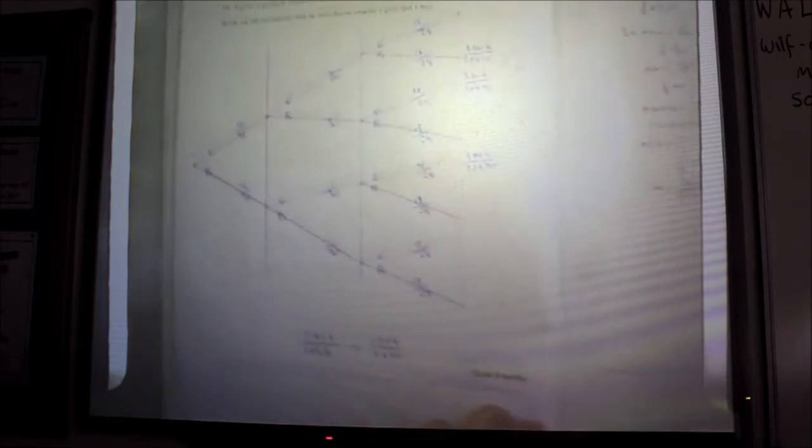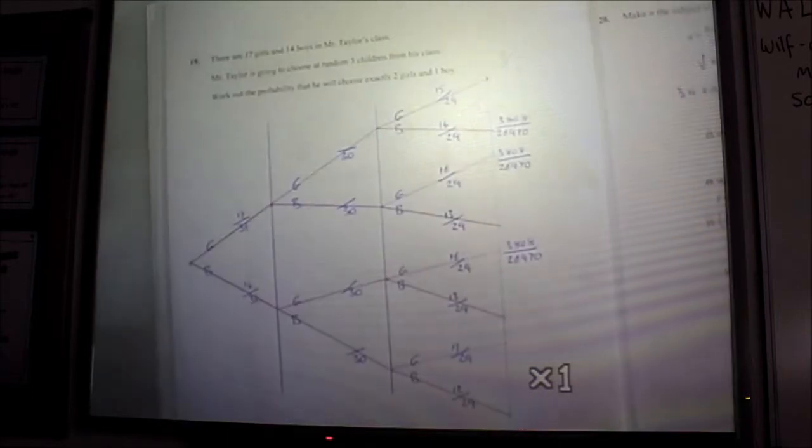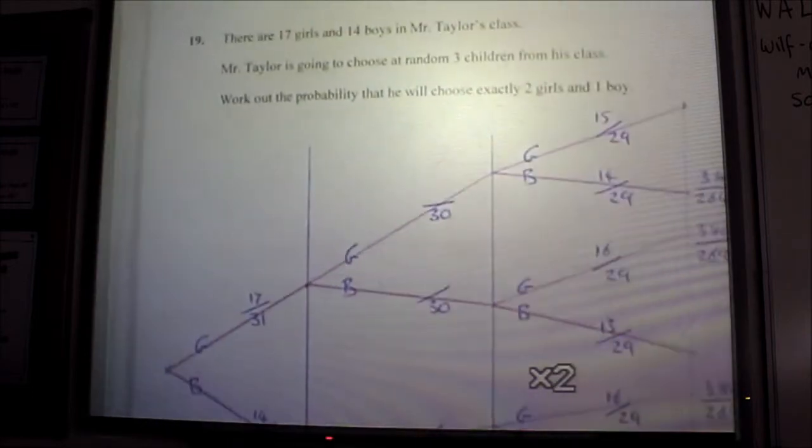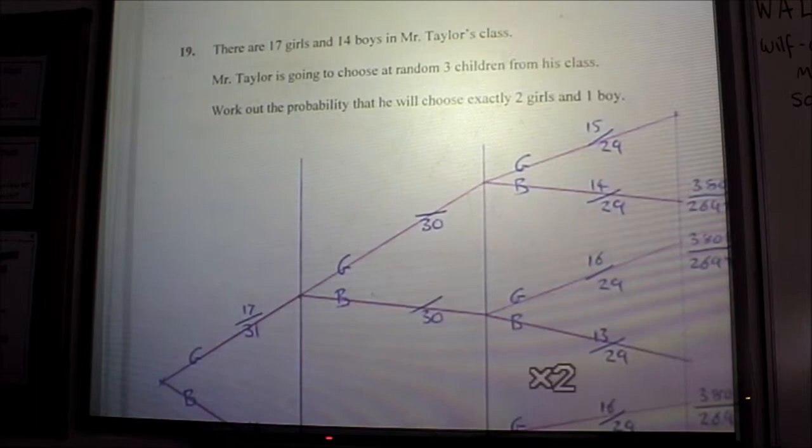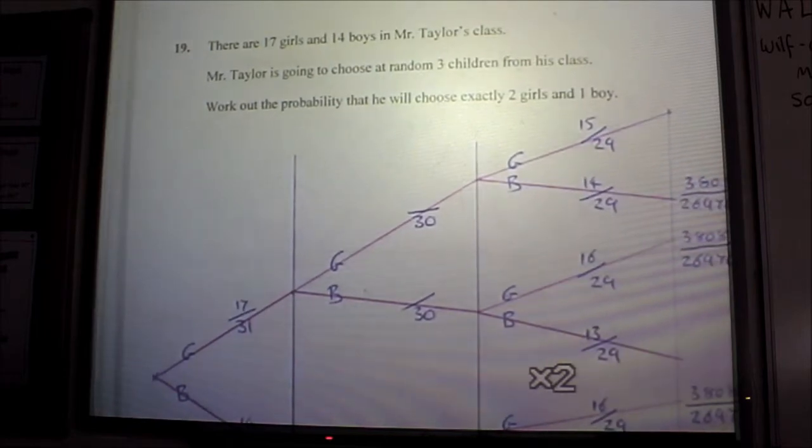There are 17 girls and 14 boys in Mr. Taylor's class. Mr. Taylor's going to choose 3 children at random from his class. What's the probability he chooses exactly 2 girls and 1 boy?